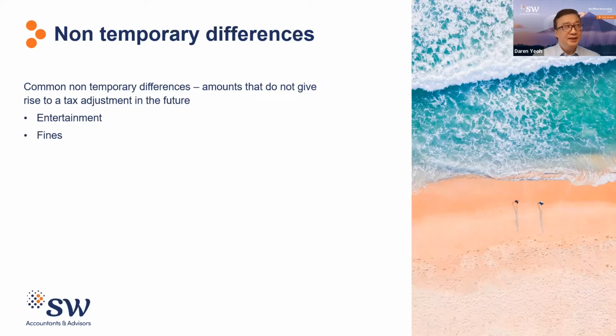Also, there is this concept of non-temporary differences, colloquially referred to as permanent differences. Examples of those are entertainment and fines. They are basically things that you adjust in your statement of taxable income, which do not have future tax consequences and do not roll forward to future years.